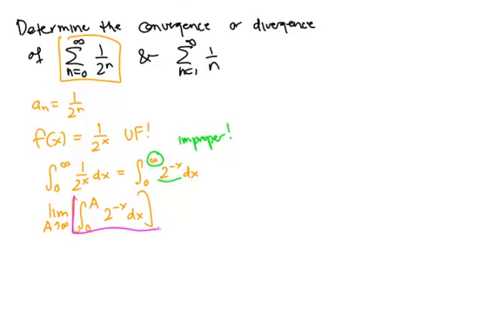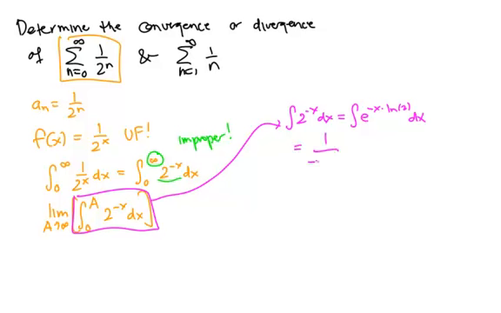So, step 1, let's focus on the integral. The integral of 2 to the negative x dx, if we prep it, is going to be the integral of e to the negative x times ln of 2 dx. That's just the form e to a constant times x. So the integral is 1 over the constant, negative ln of 2, times e to the constant. And then if we deprep, that's negative 1 over ln of 2 times 2 to the negative x.